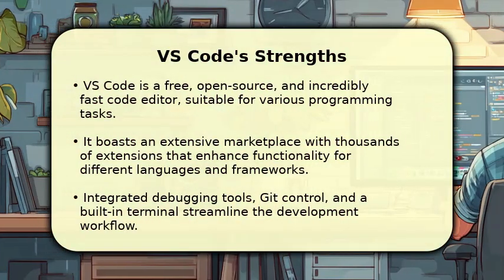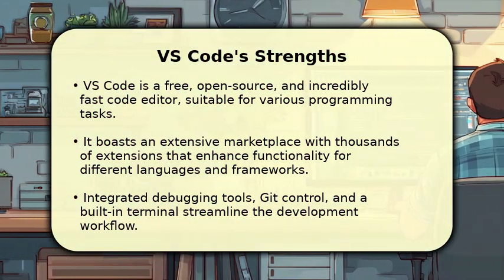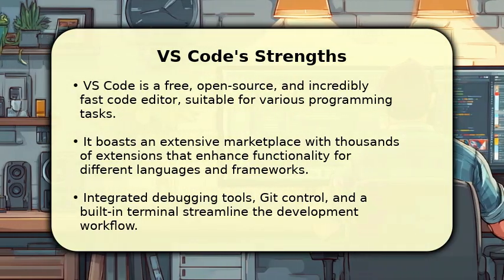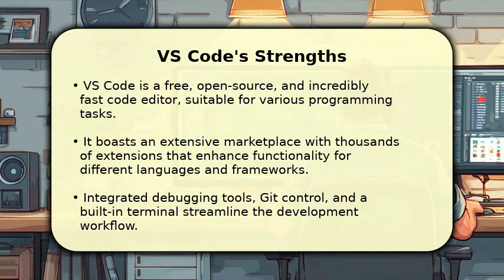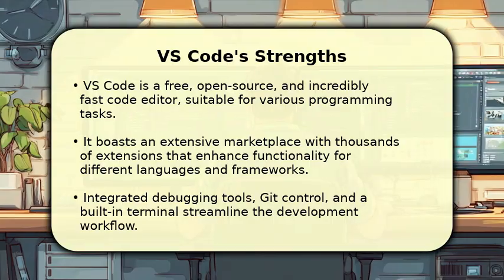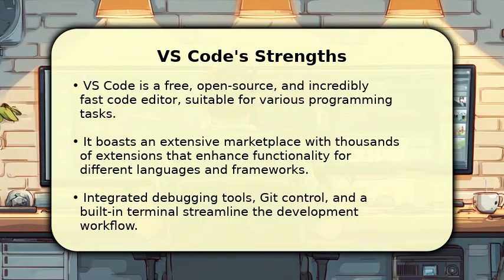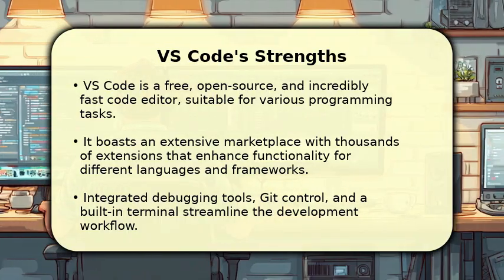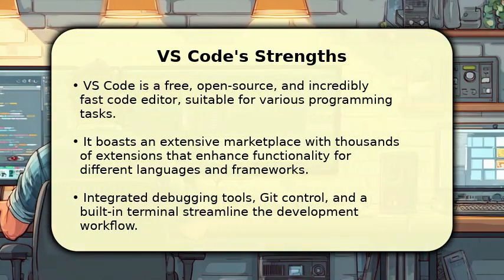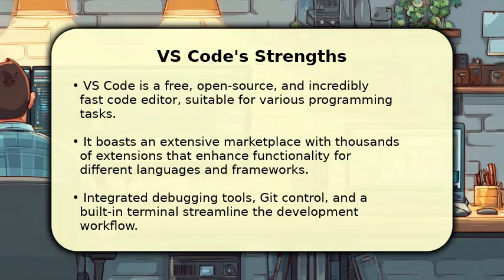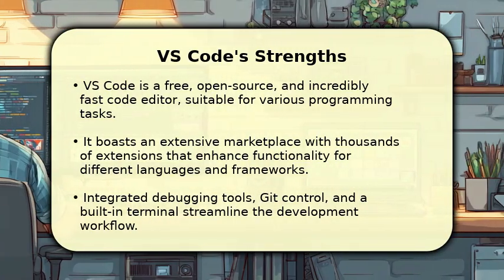Visual Studio Code stands out as an exceptional code editor. It's lightweight, incredibly fast, and completely free, making it accessible to everyone. Its true power comes from its vast extension marketplace, offering thousands of add-ons for virtually any programming language or framework, including React Native. With integrated debugging, version control, and a terminal, it provides a comprehensive and highly productive development environment right out of the box.